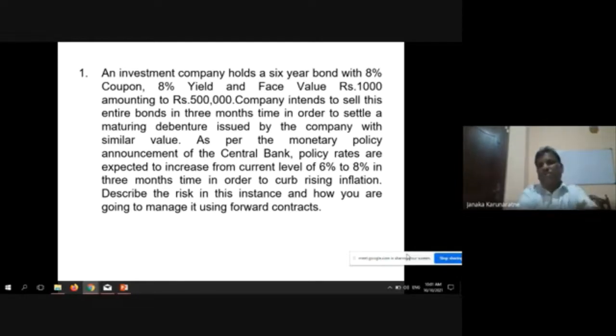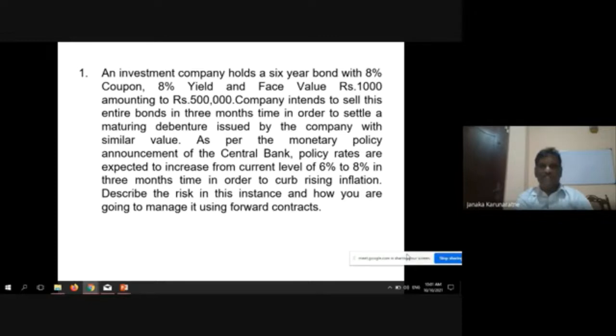So a company holds a 6-year bond. Let's say an investment bank holds a 6-year bond with an 8% coupon, 8% yield, and a face value of 1,000, amounting to 500,000. So basically, about 500 bonds. They are holding about 500 bonds to the value of 500,000.